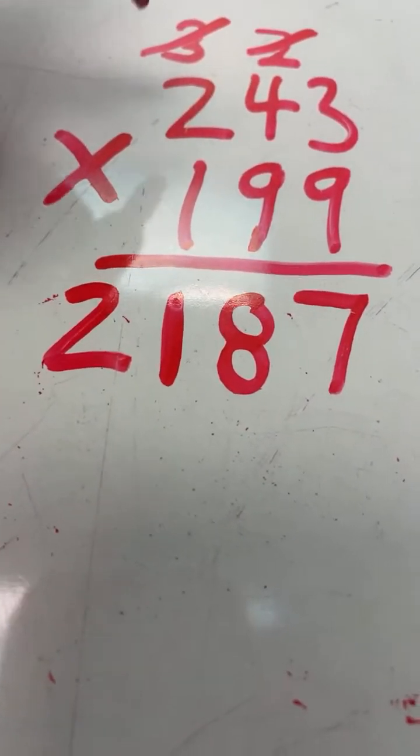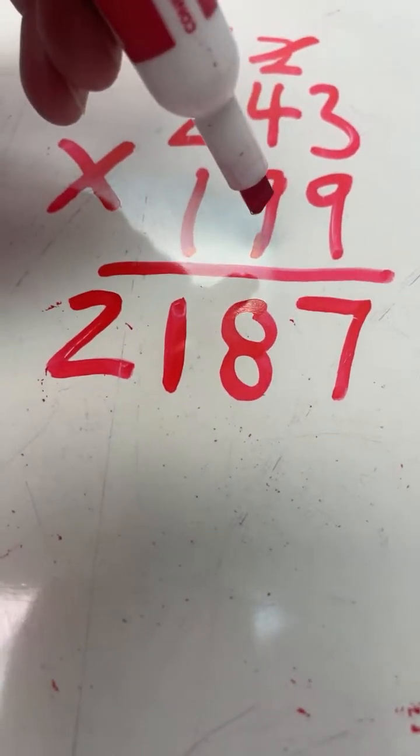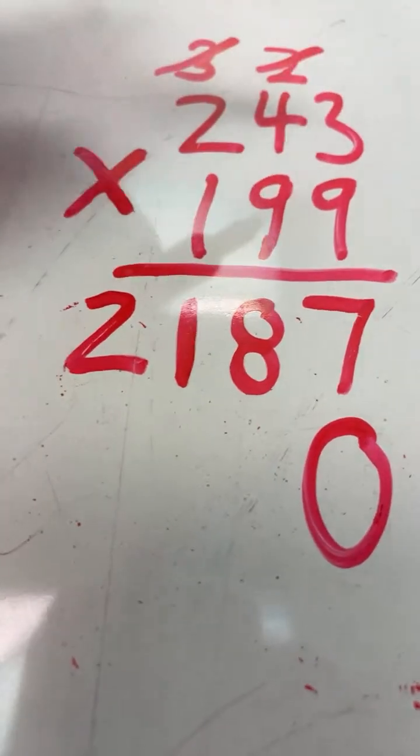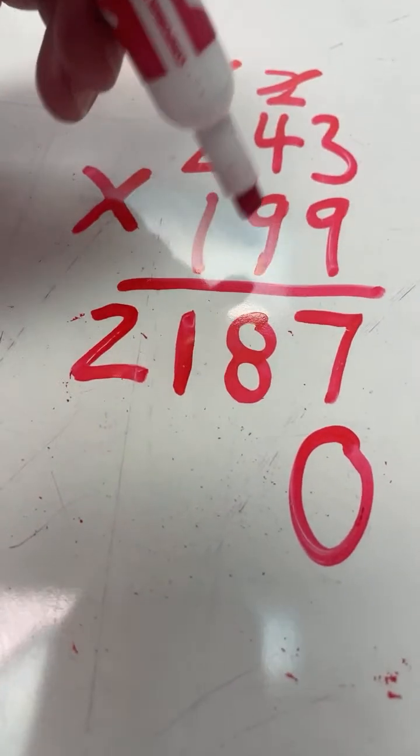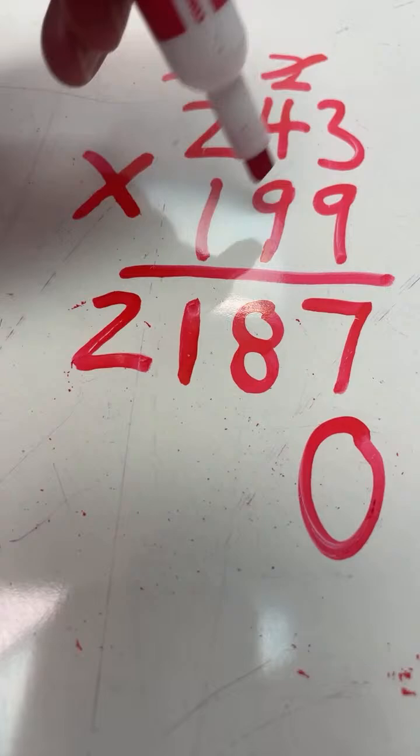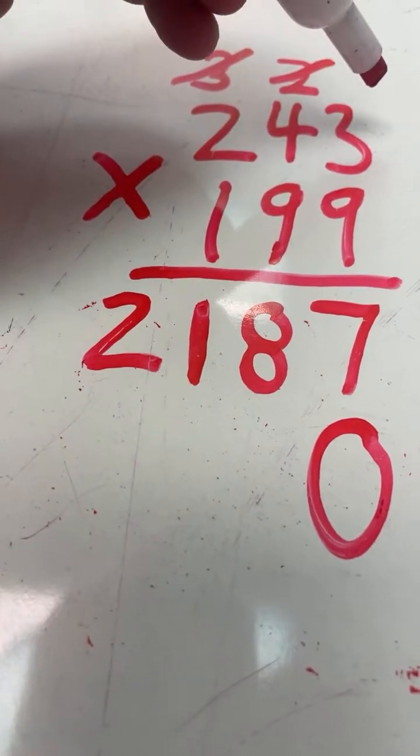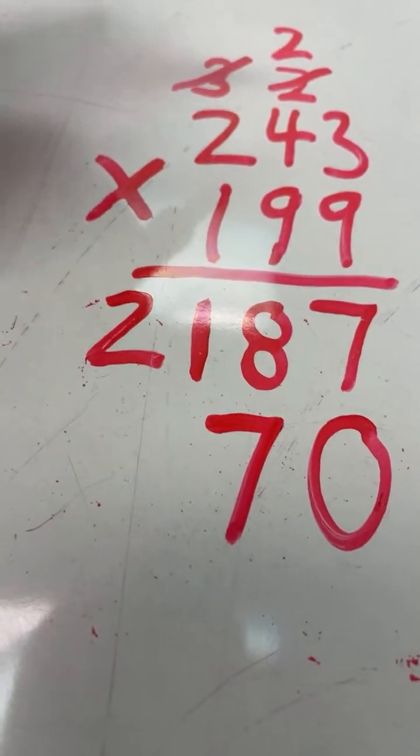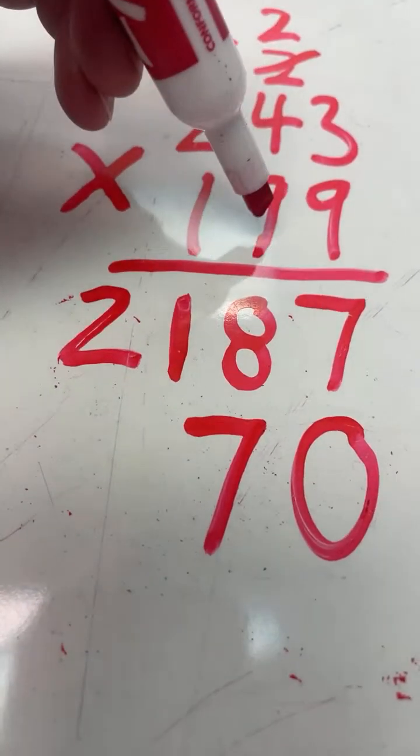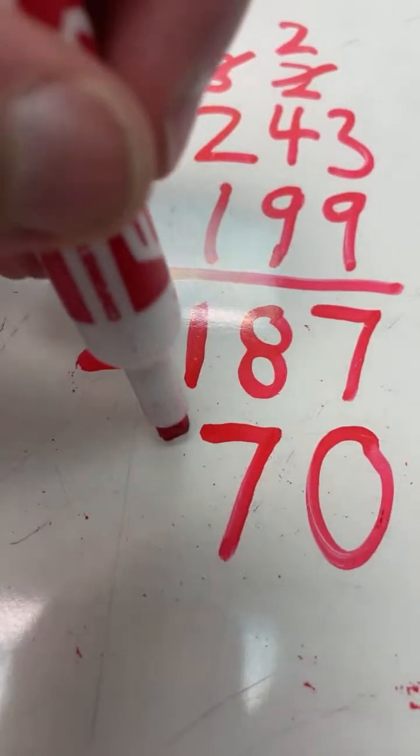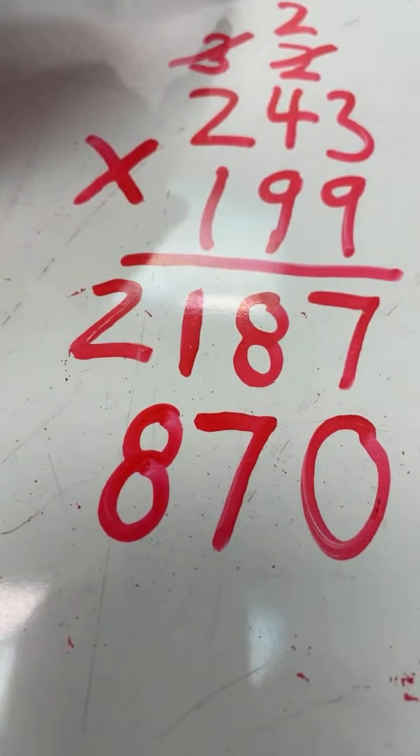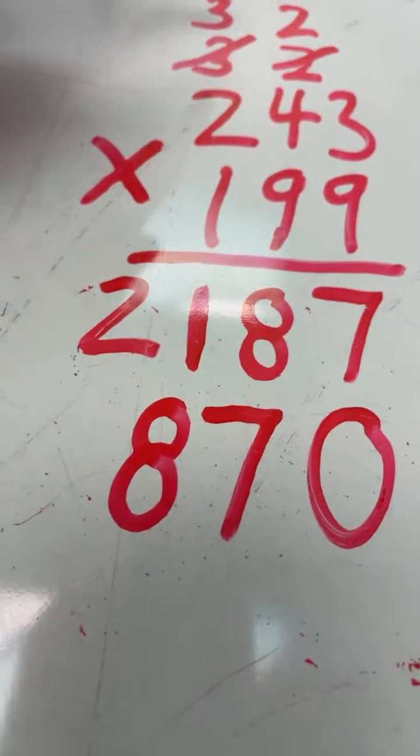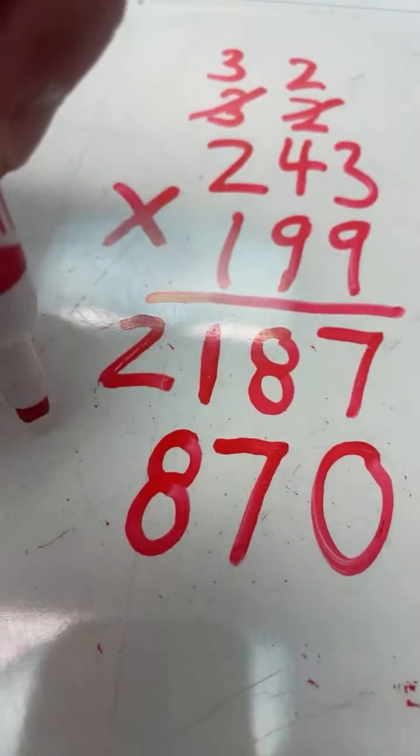Now, before we multiply the top 3 digits times the bottom digit in the tens place, we got to put a 0 in the ones place, since both digits in the ones place have been multiplied. Again now, 3 times 9 equals 27. 7, carry the 2. 4 times 9 equals 36, plus 2 equals 38. 8, carry the 3. 2 times 9 equals 18, plus 3 equals 21.